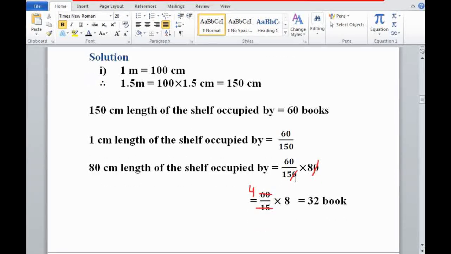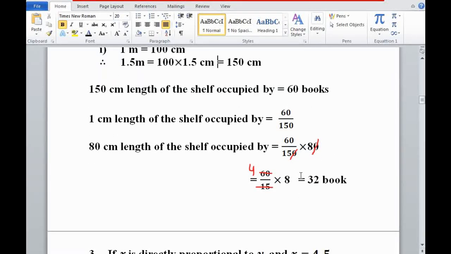So again we have some simplification, cancel out 0 by 0. The fraction becomes 60 upon 15 multiplied by 8. Since 60 is a multiple of 15, so 15 times 4 is 60, and finally 8 times 4 is 32. So 32 is the required number of books needed to occupy 80 centimeters of a shelf.